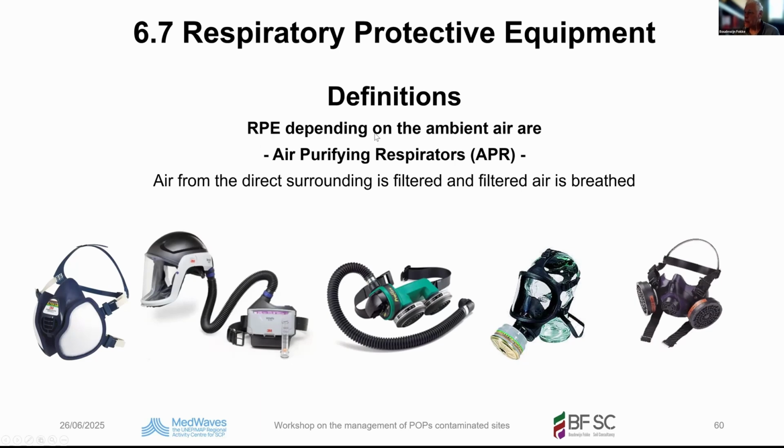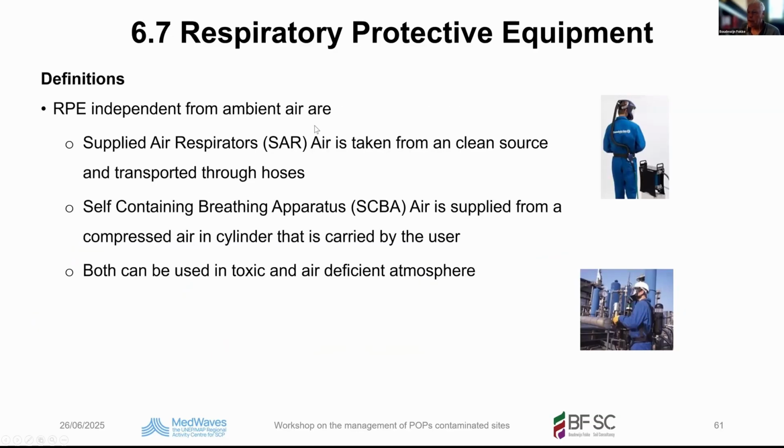Definition: a respiratory equipment depending on the ambient air, purification respirators. Air from the direct surroundings is filtered, and the filtered air is breathed. So here are the different types again. Definition: independent from ambient air. Supplied air is taken from a clean source and transported through hoses. Self-contained breathing apparatus is air supplied from compressed air in a cylinder. Both can be used in toxic air and air deficit atmosphere. So they are used when there is not enough proper air to be used.